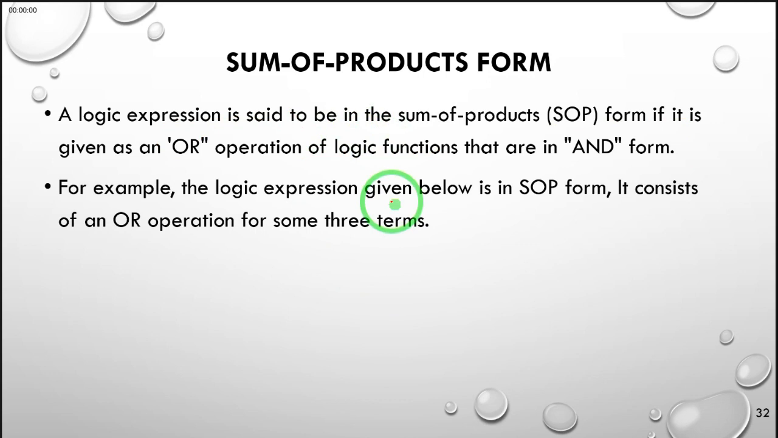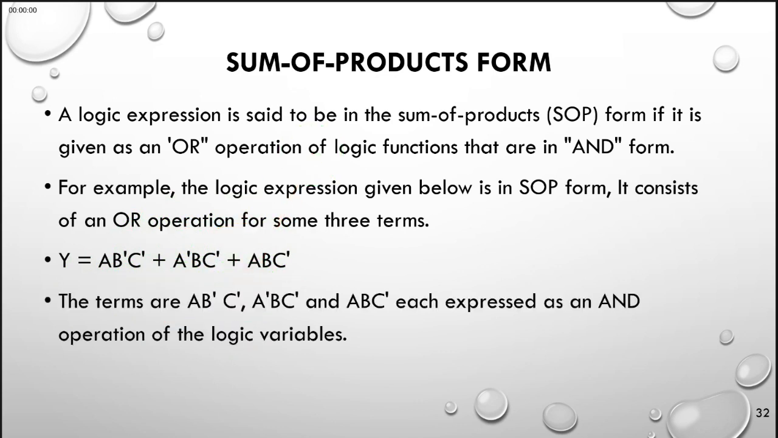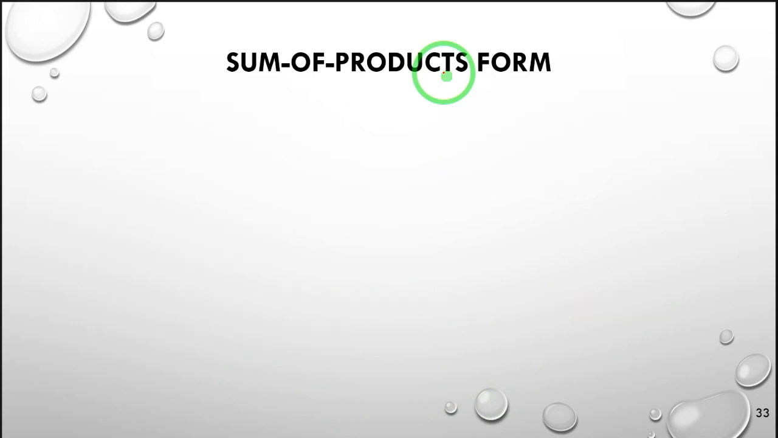For example, the logic expression below is in the SOP form. It consists of an OR operation of three terms. So as you can see, we have ANDs, but each of those ANDs is combined with an OR operation. Each term is expressed with an AND operation, and again they are combined using the OR operation.